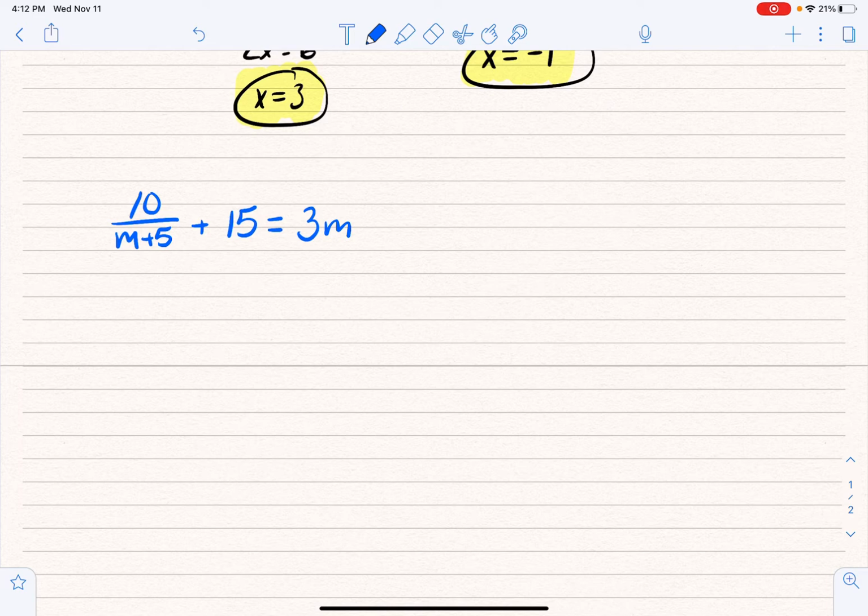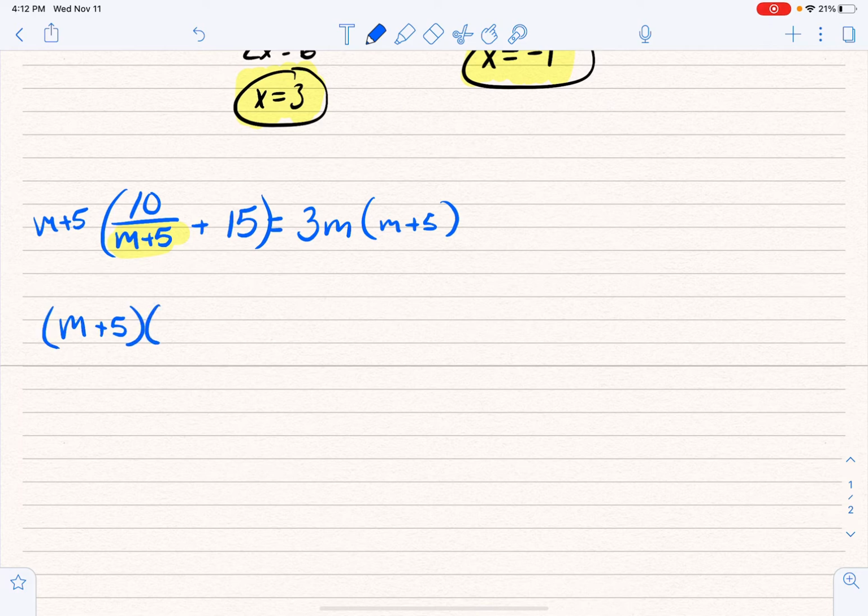Okay, and we're back. All right, so with this problem, they only have one fraction, so that makes it a little bit easier. So the common denominator is just the denominator of that fraction right here. So I have to multiply everything by that m plus 5. So I multiply everything on this side by m plus 5, multiply everything on this side by m plus 5. And what that ends up looking like is m plus 5 times 10 over m plus 5 plus m plus 5 times 15 equals 3m times m plus 5.